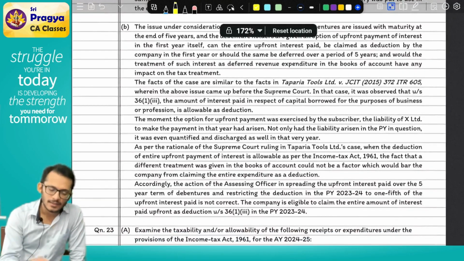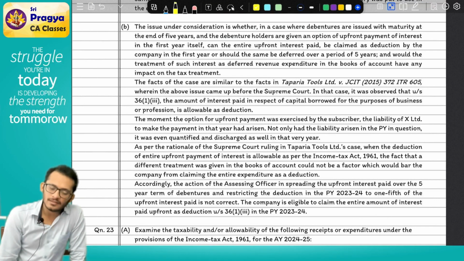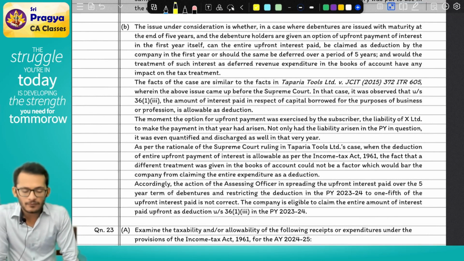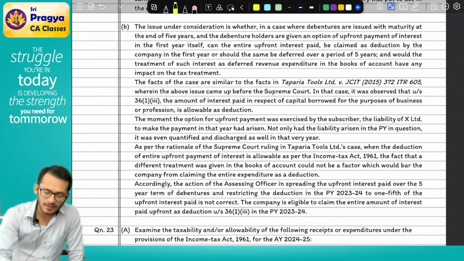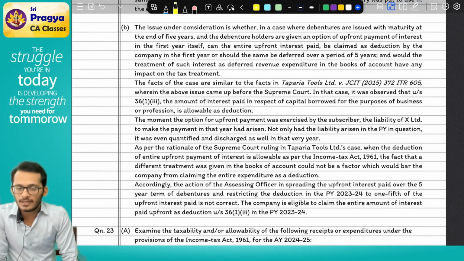It says the issue under consideration is whether a debenture which is issued with maturity at the end of 5 years, and the debenture holders are given an option of upfront payment of interest in the first year itself, can the upfront fees be claimed as a deduction, and would the treatment of such item as deferred revenue expenditure have an impact on tax treatment?